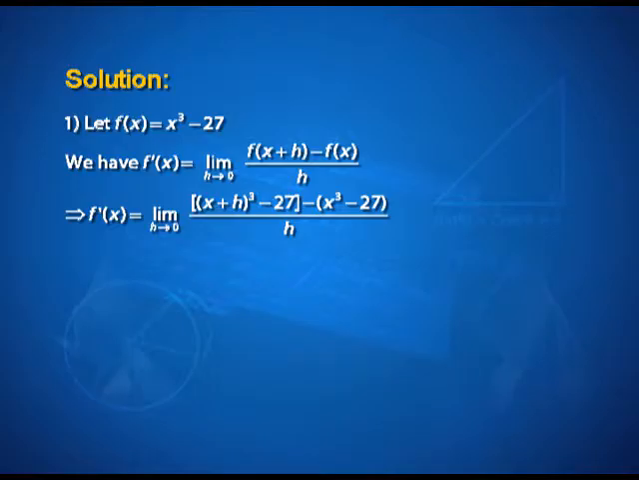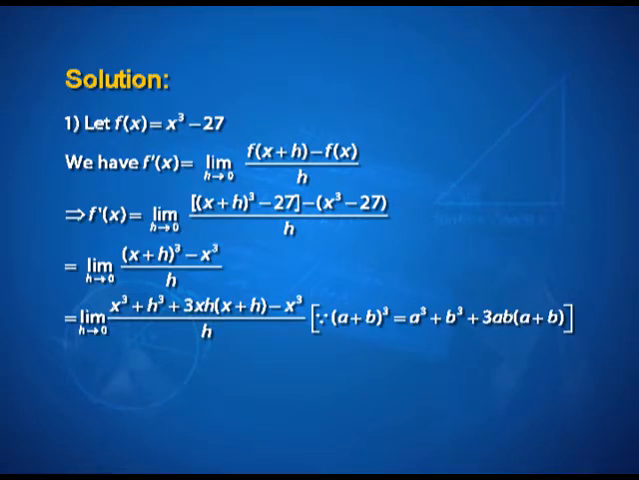That can be written as limit of (x plus h) whole cube minus x cube upon h as h tends to 0. That is equal to limit of x cube plus h cube plus 3xh into (x plus h) minus x cube upon h as h tends to 0. Here we have expanded the binomial: (a plus b) whole cube is equal to a cube plus b cube plus 3ab into (a plus b).